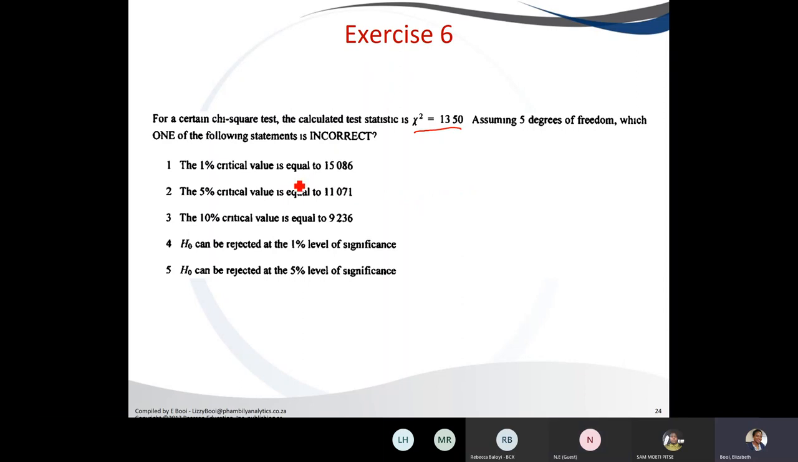So is the critical value for 1% equal to that? Or for 5%, is it equal to that? Or for 10%, is it equal to that? And once you have found those critical values, then you can determine, especially for 1%, whether you are rejecting the null hypothesis, or for 5%, whether you are rejecting the null hypothesis. So we need to find the incorrect one.